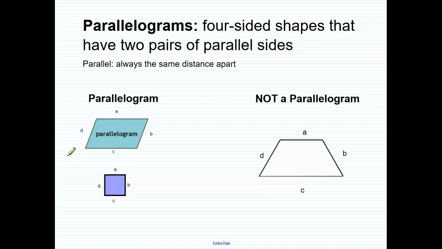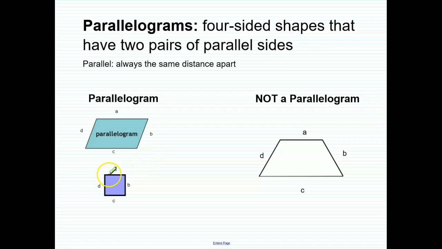Exactly right, because it has two pairs of parallel sides. A has a perfect parallel partner, C is going the exact same direction, and B has a parallel partner, well, D is parallel to B. You know that squares are also parallelograms.